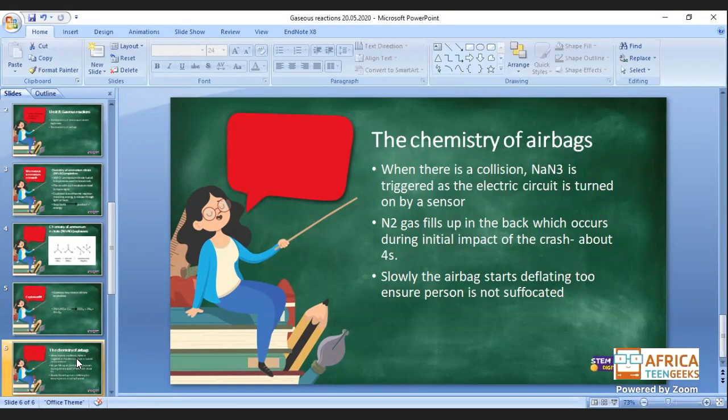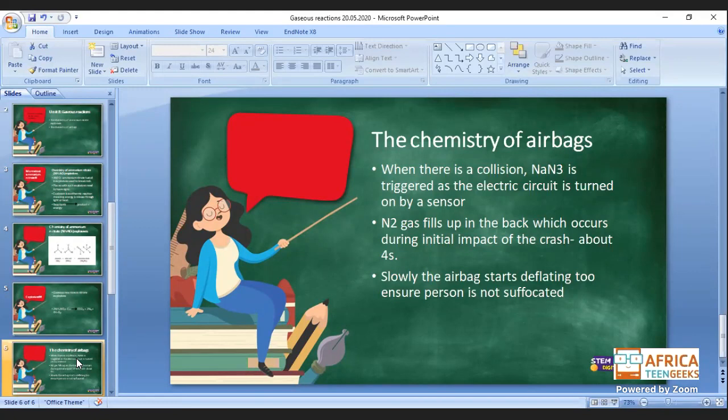Okay, when there is a collision, NaN3 is triggered. What does this mean? In an airbag, for an airbag to react during an accident, there's certain steps that need to be taken. Okay, so number one, there should be a sensor that triggers the electric circuit when the collision takes place. And this, guys, it's so fast that you don't see how it started. So it happens in like 4 seconds.